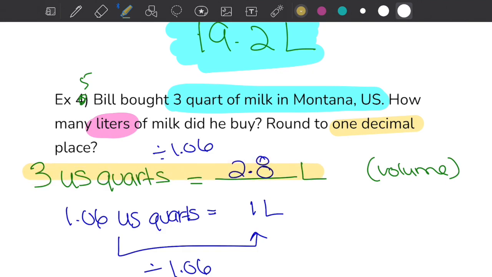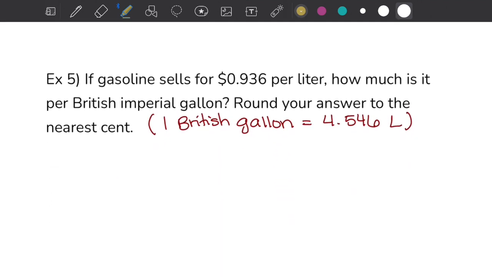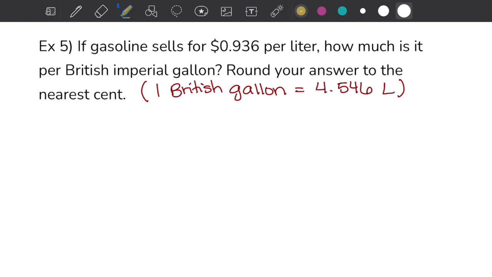Okay. All right, let's look at the next question. I believe this is the second last one. All right, so if gasoline sells for $0.936 per liter, how much is it per British Imperial gallon? Round your answer to the nearest cent.